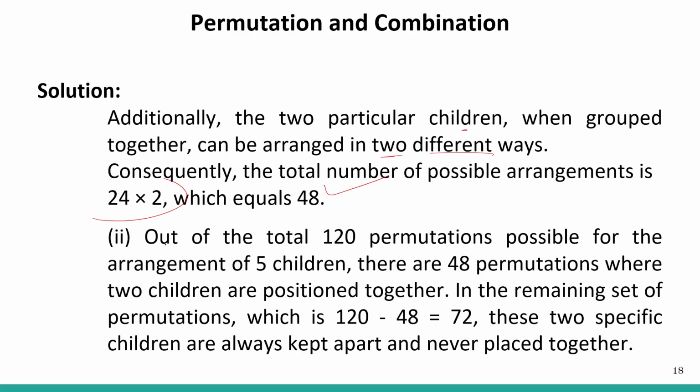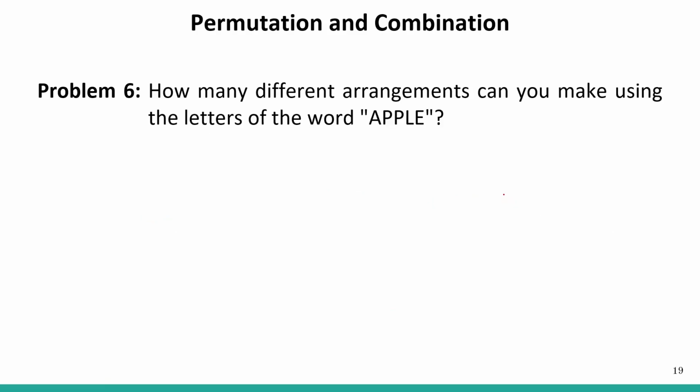So let's see the second option. Out of the total 120 permutations possible for the arrangement of 5 children, there are 48 permutations where the two children are positioned together. So the remaining are when they are not positioned together at all. So it will be 120 minus 48, that will be 72. 72 will be the answer. So let's go forward and see problem number 6.